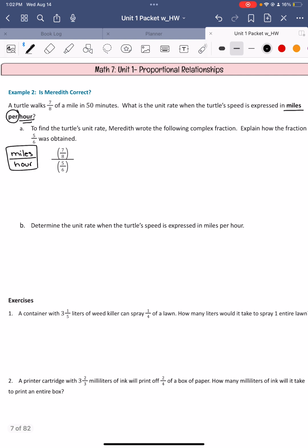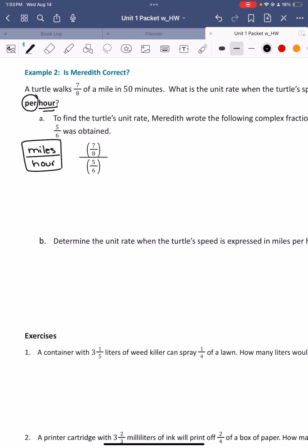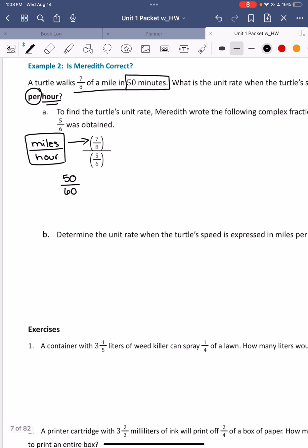Okay. First thing it says, to find the turtle's unit rate, Meredith wrote the following complex fraction. Explain how the fraction 5 over 6 was obtained. Well, if we look at our label and what they've given us for information, they told us that they walked 7/8 of a mile in 50 minutes, but they want this in terms of hours. So the first thing they gave us, the miles, well, they gave us 7/8 of a mile. But 5/6 is somehow this 50 minutes in terms of hours. Well, there are 60 minutes in 1 hour.